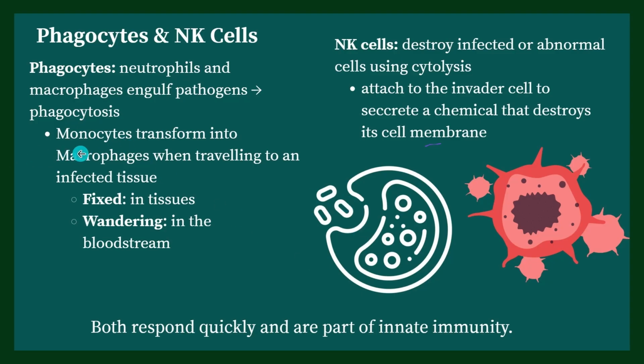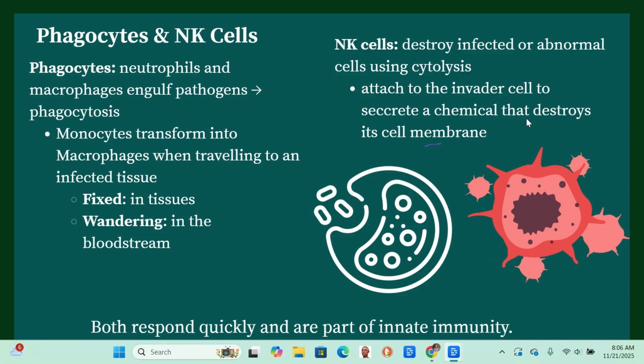Monocytes are a specific kind of white blood cell, and they do transform into macrophages when they go into an infected tissue. There are different kinds of macrophages. There are wandering macrophages that will just hang out in the bloodstream, which is what I was talking about in the circulatory system, and then there are fixed macrophages that just live in the tissues. So they both respond.